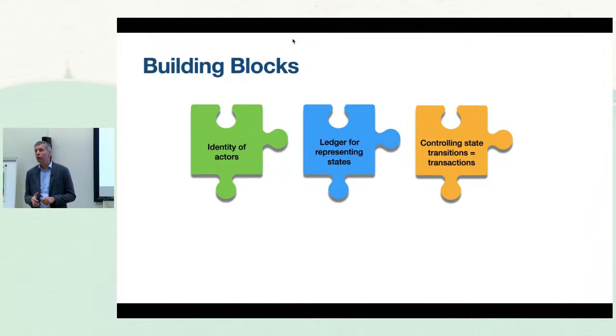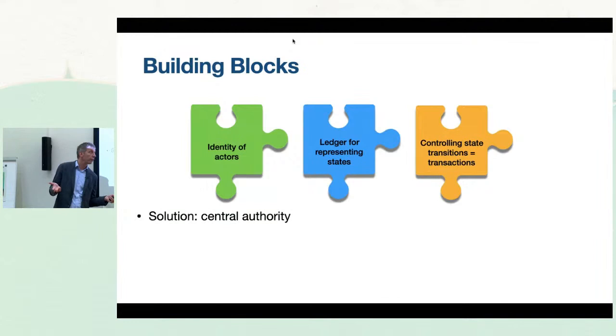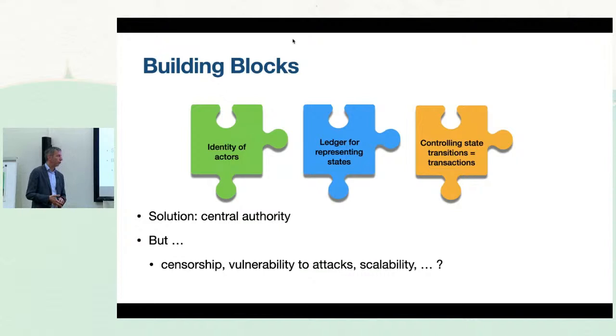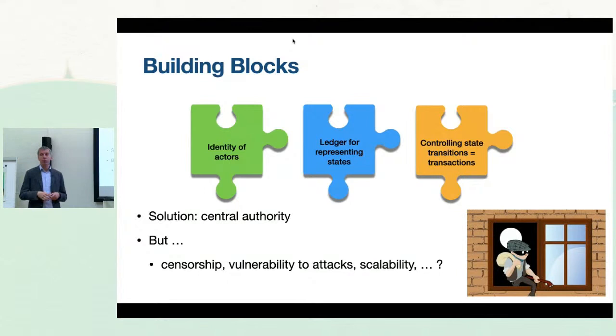Of course, the obvious solution for this is to have a central authority like a federal bank. But there are some disadvantages that we all know. There is the problem of censorship, the central authority is vulnerable to attacks, and scalability is an issue. Therefore the idea of a distributed setting. And then we are back in this blockchain world.